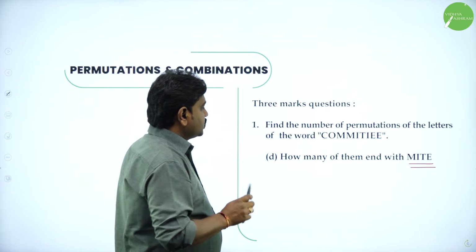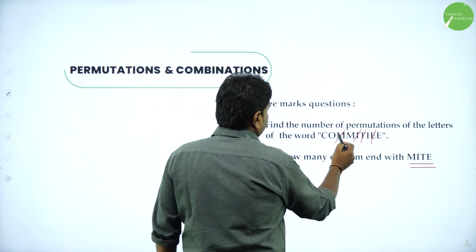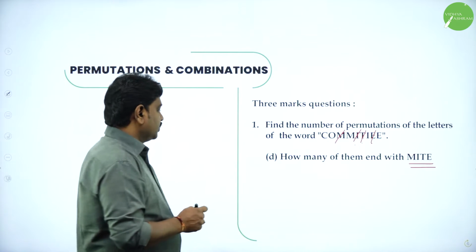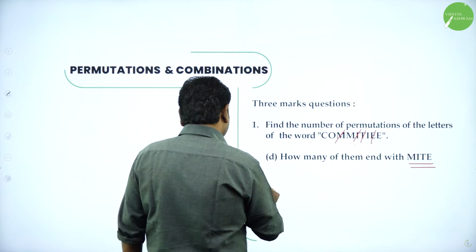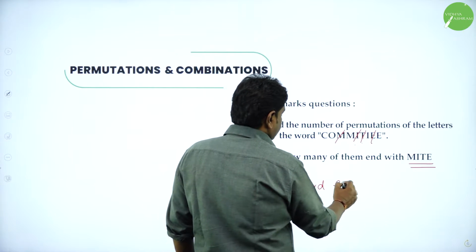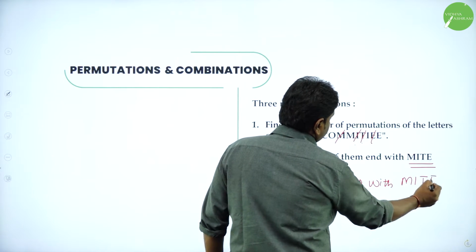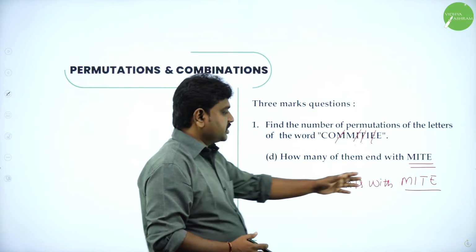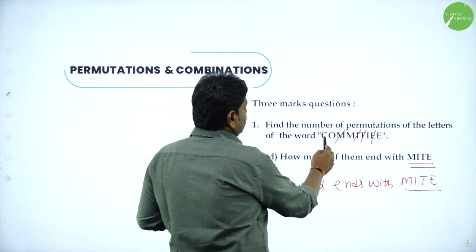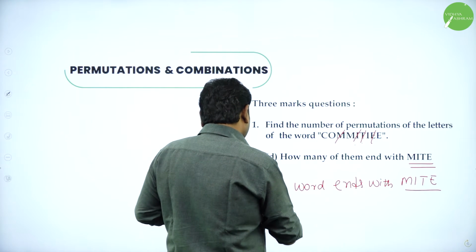MIT is fixed. So other than MIT, I have 5 letters. Since the word ends with MIT, this is fixed, so there is no chance to arrange this. All the words are ending with MIT. So remaining, other than MIT, I have 5.